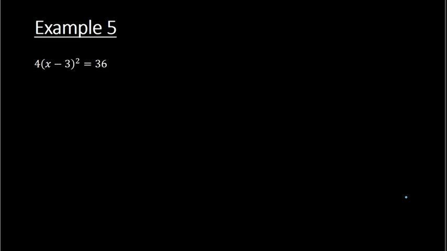Here is another example. We have 4 times (x minus 3) squared equals 36. So again, we want to isolate this perfect square. I can think of this, if I wanted to, as reverse order of operations. We see 4 being multiplied, we see an exponent, and we see stuff in parentheses. So begin with getting rid of the multiplication first, and that will isolate this for me.